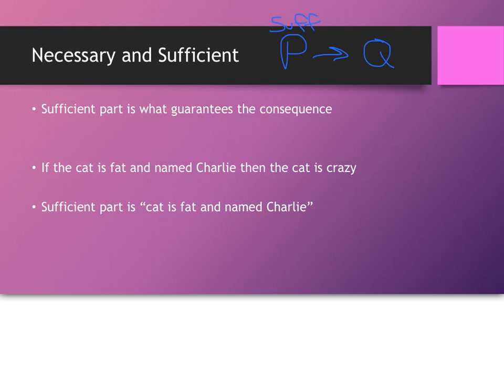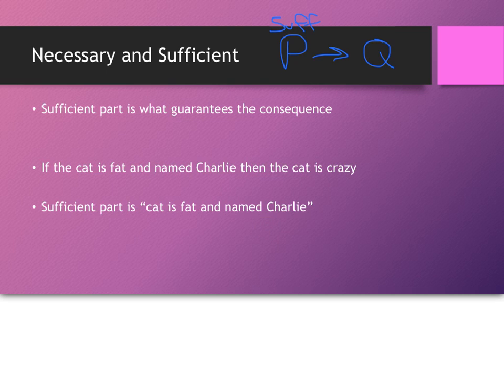All right? Because it's sufficient, meaning it guarantees the consequence. If we know that P is true, then this consequence, then this Q is guaranteed over here. So if the P is true, then it's guaranteed that the Q is. So P is sufficient to cause Q. Right? So in our term, this is cat is fat and named Charlie. Fat and named Charlie. Then the cat is crazy. So the sufficient part is this first part.